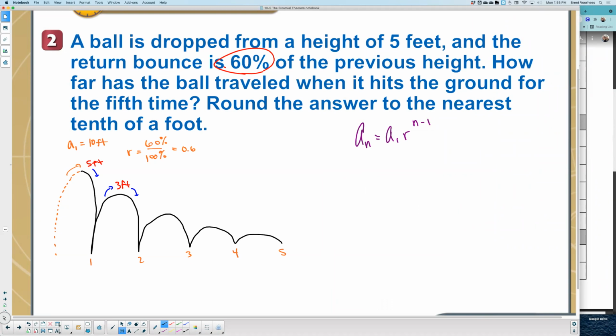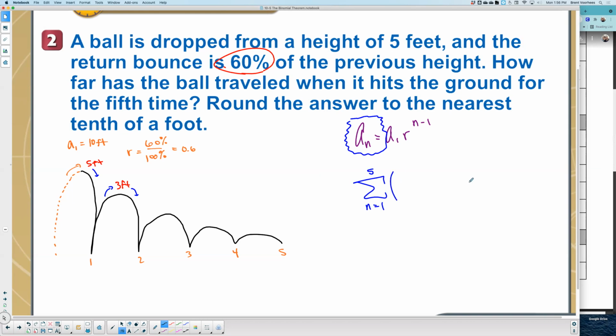What changes when you find a sum? I want to make sure it's more than just one mark. When you're finding a sum, what do you replace? A sub n equals, and it doesn't matter if that's arithmetic or geometric. It always works that way. If you're doing a sum, that part gets replaced. N equals 1. How many bounces are we finding? 5. So that'll be 5 as the upper bound.